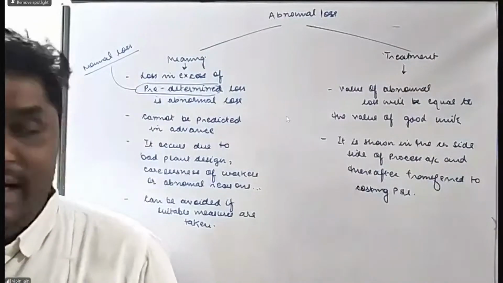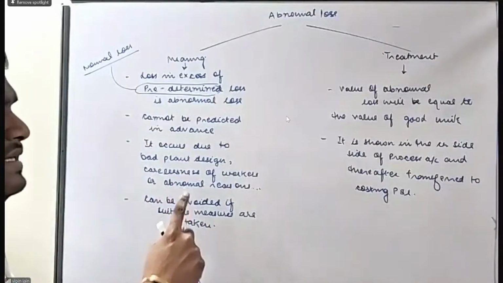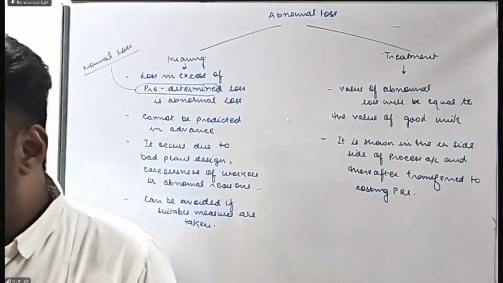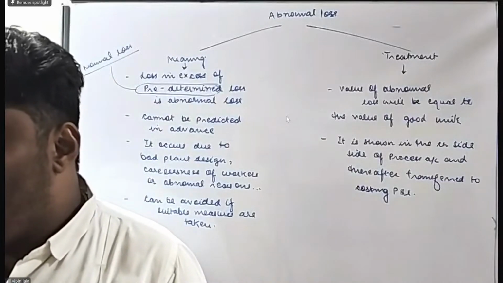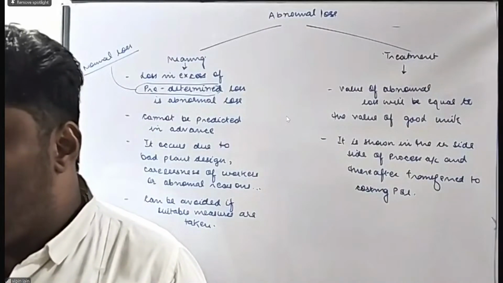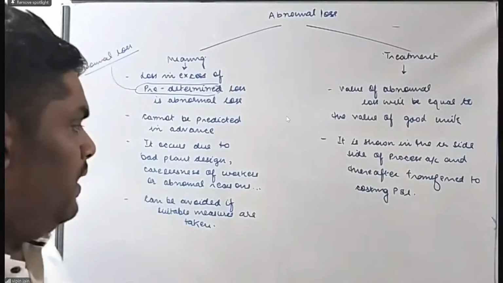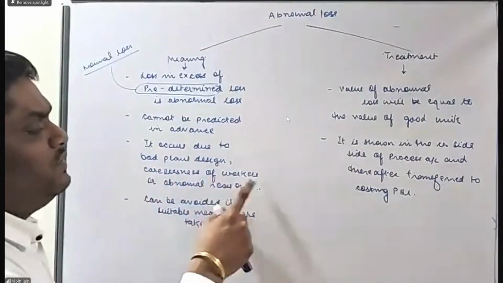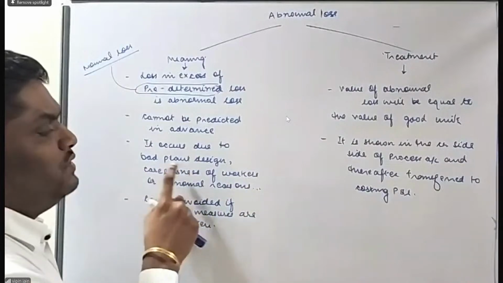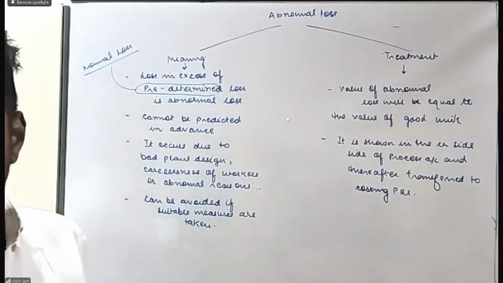Rohan, as I said, it occurs due to abnormal reasons also. When talking about abnormal reasons, it is basically natural calamities or anything else, theft or loss by fire. Normal loss occurs due to carelessness of workers or bad plant design.